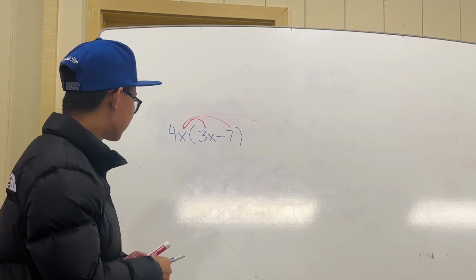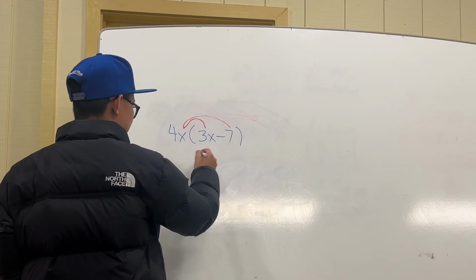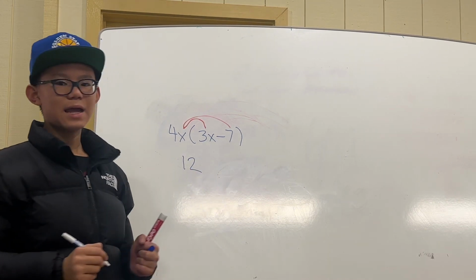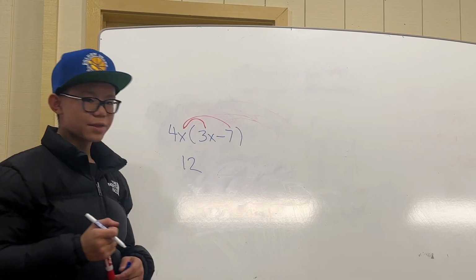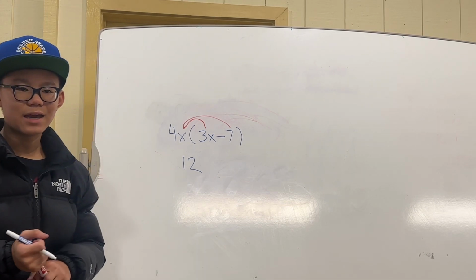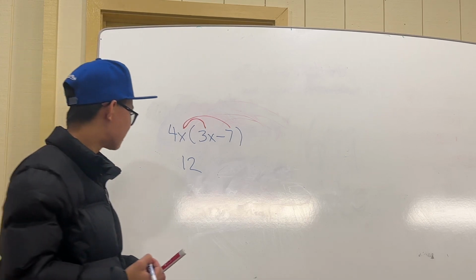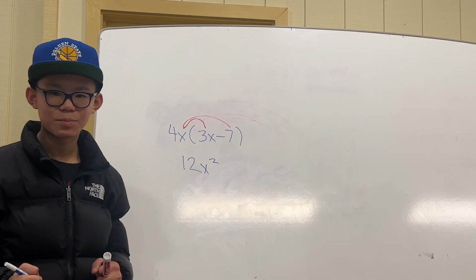So what we're going to do here is multiply 4x times 3x. That's going to equal 4 times 3 is 12, and when there are two x's, we multiply the two x's together and we have to raise it to the power of 2, so it's going to be 12x squared.